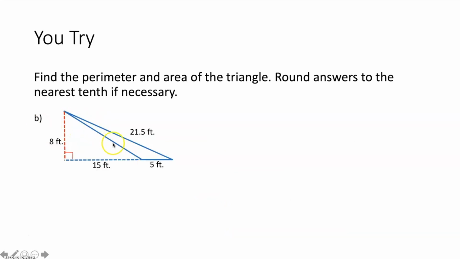inches. Now part B, we again want to find the perimeter and area of a triangle. So we're going to start with the perimeter. In order to find the perimeter, we just need to add up all of these side lengths. Well, we're missing a side length of our blue triangle. So how do we figure that out?